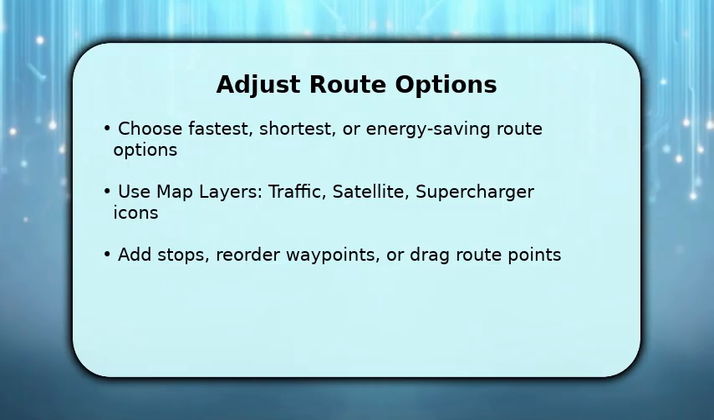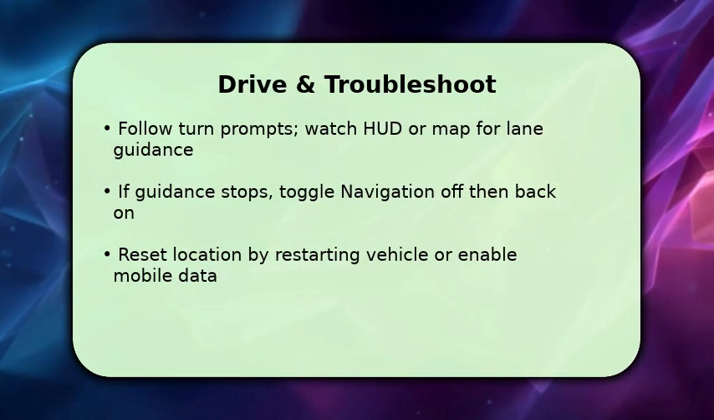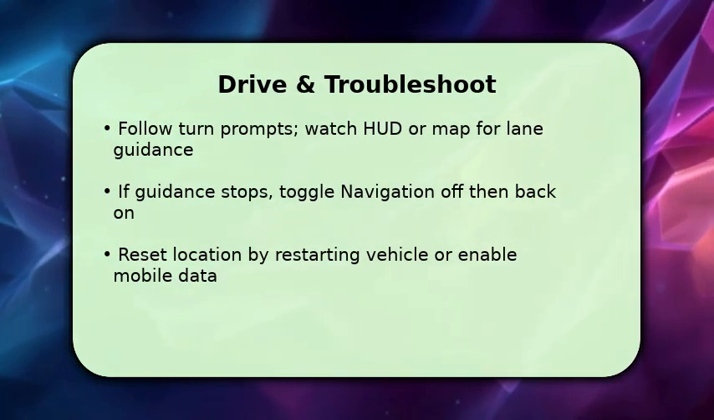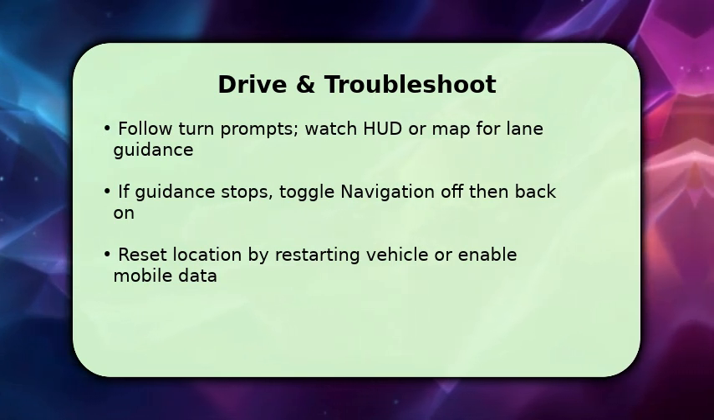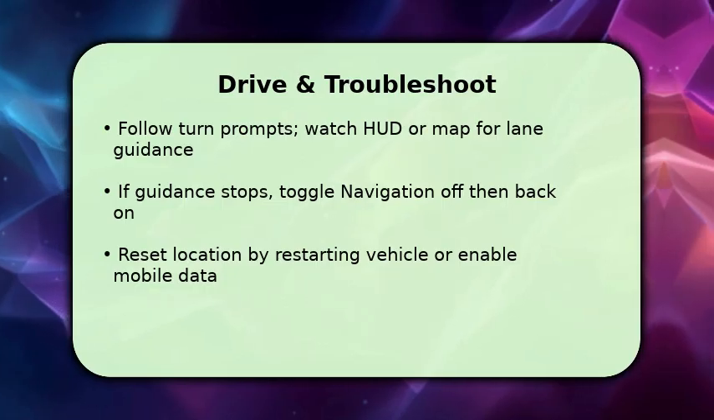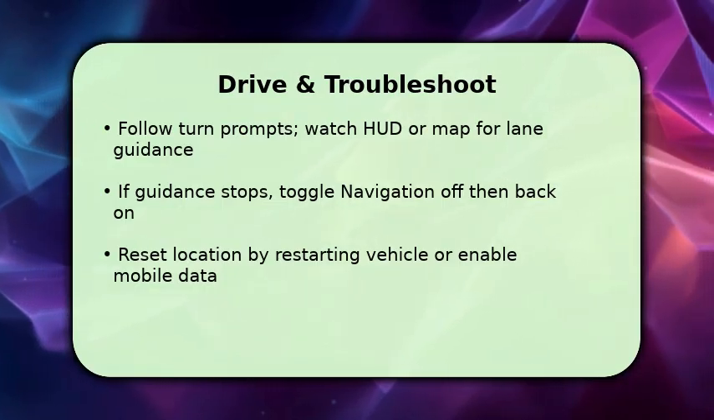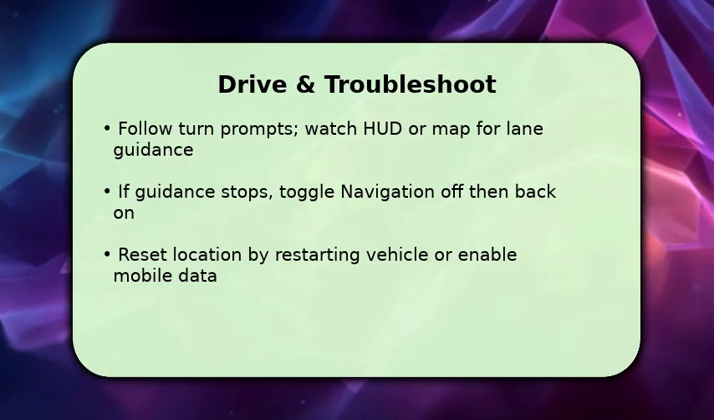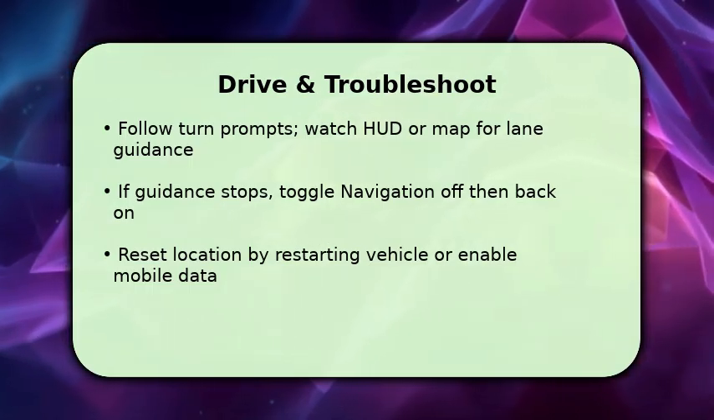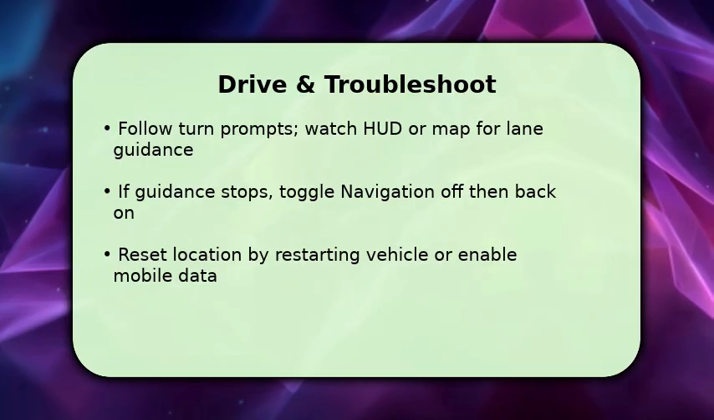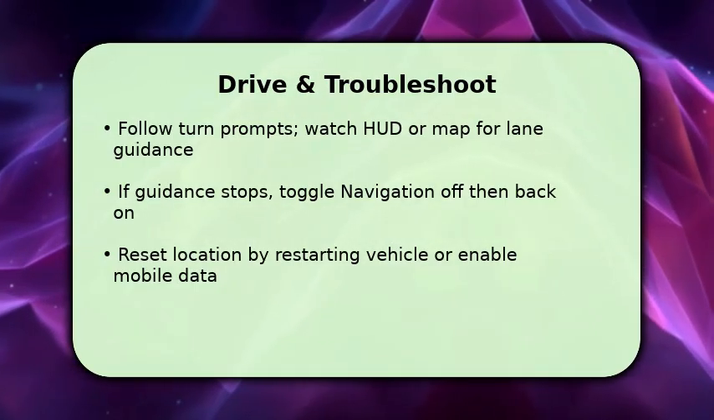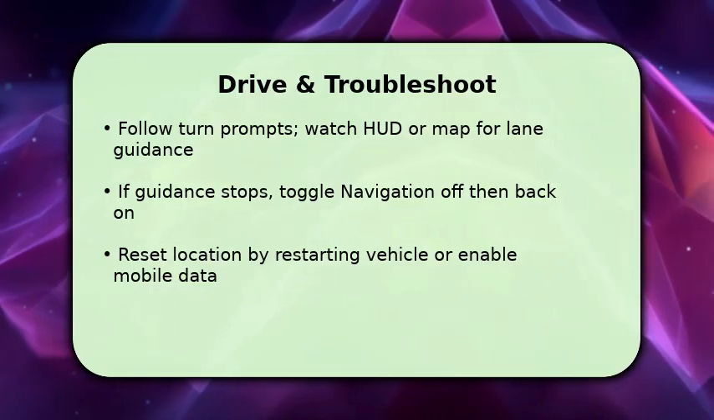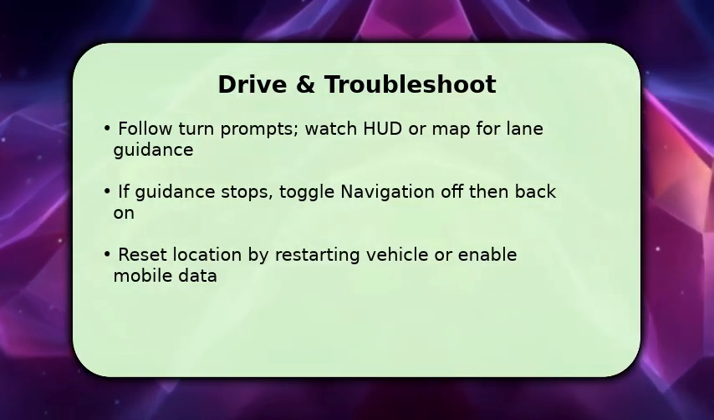You follow the turn prompts and the visual map. The HUD or heads-up directions help with lane guidance. If the system loses route guidance, first toggle navigation off and on, then reselect the destination. This often restores routing. If maps fail to update, confirm mobile data or Wi-Fi and GPS permissions are enabled. As a last resort, reboot the touchscreen by holding both scroll wheels until it restarts. Then reinitiate the route and continue driving.